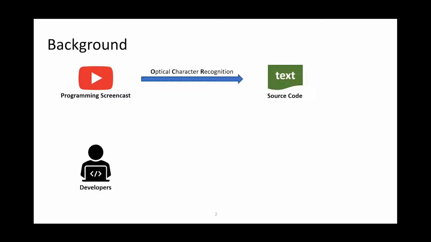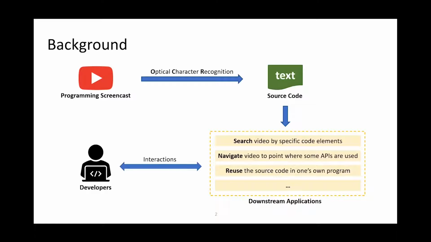Programming screencasts have become a pervasive resource on the internet, which is favored by many developers for learning new programming skills. However, the streaming nature of screencasts limits the choices that developers have for interacting with its content, such as navigating the video and reusing the source code. An intuitive way is to convert the screen images into text using OCR technique, which can be easily searched and indexed and further utilized to build multiple downstream applications.